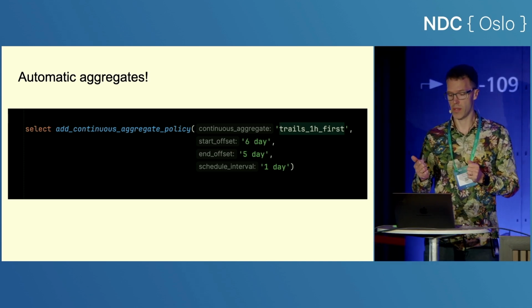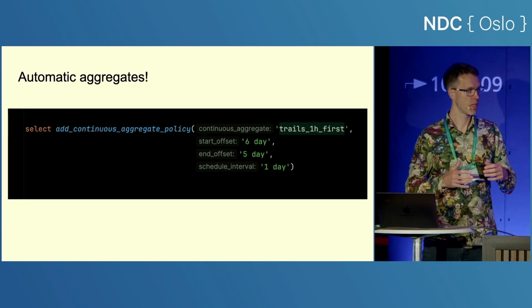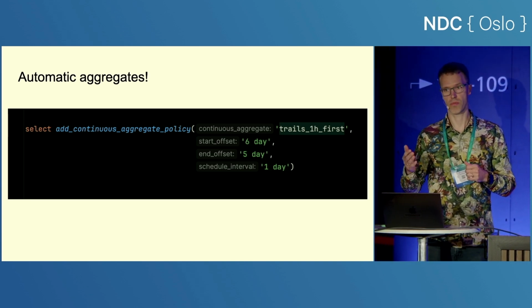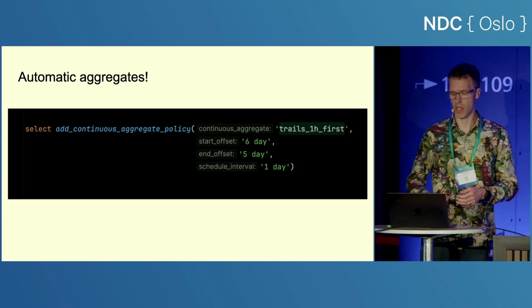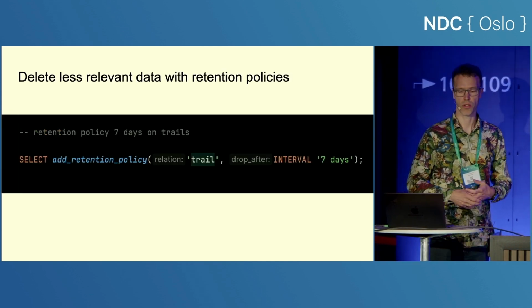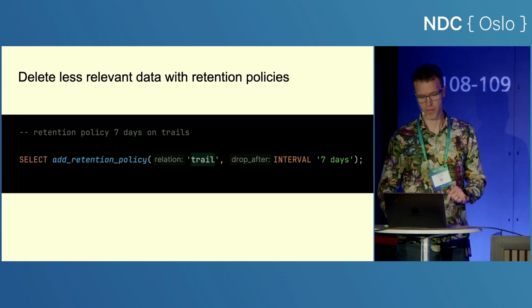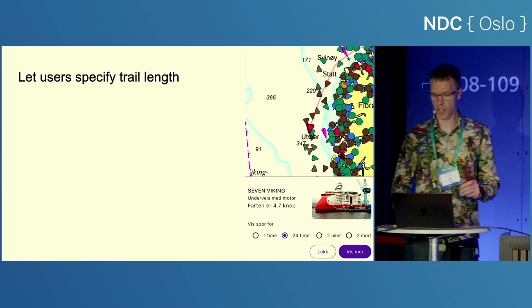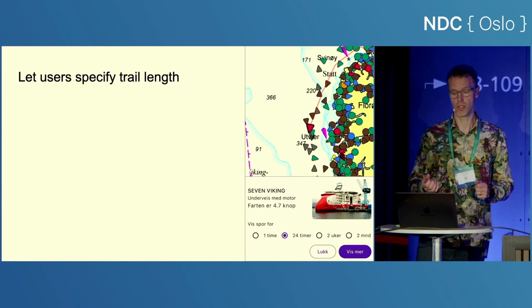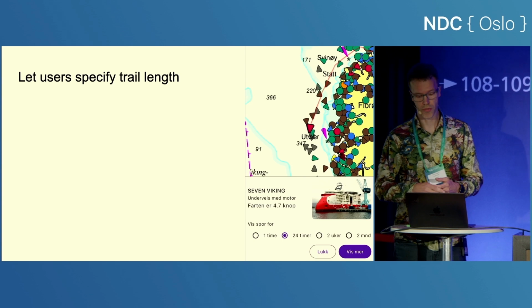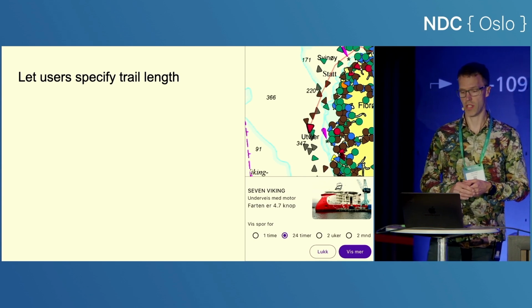And the thing about time series is that the freshest data is the most valuable. The older the data gets, the less valuable it is. So I can just keep the aggregate and discard the rest. So after 7 days, just drop the data, and I'm fine with it. So now I can tell my user that if you want to see the trail for this boat for 1 hour or the last 24 hours, so 2 weeks or even 2 months, you can do that. I have the data aggregated.